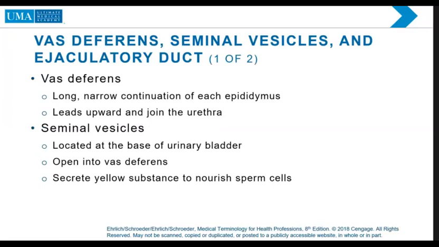Let's next look at the vas deferens, seminal vesicles, and ejaculatory duct. The vas deferens is a long, narrow continuation of each epididymis and leads upward and joins the urethra. Your seminal vesicles are located at the base of the urinary bladder and open into the vas deferens. They secrete yellow substances to nourish sperm cells.